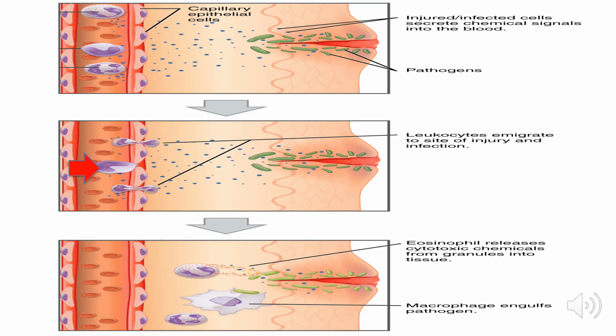So take a look at the picture in the center. Can you appreciate that the first cell that will emerge out of the blood vessel is the neutrophil? And then the picture in the middle will also show you that after the neutrophil, the monocytes will follow. So the second cell to reach the site of infection is the monocyte.